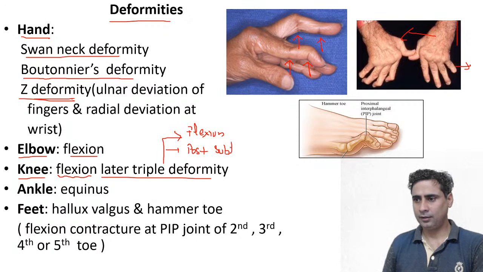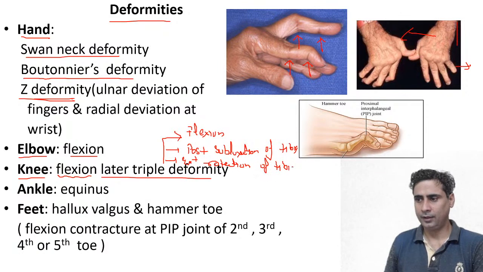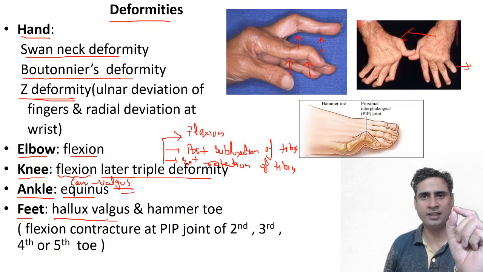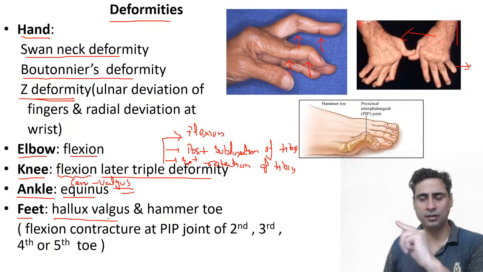posterior subluxation of the tibia and external rotation of the tibia. So later on there will be triple deformity along with genu valgus. In the ankle there will be equinus, and in the feet there will be hallux valgus, that is, the distal part of the great toe is deviating away from the midline.